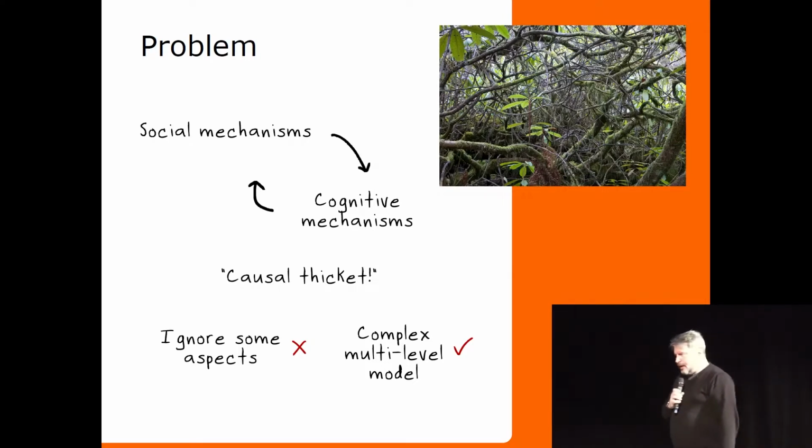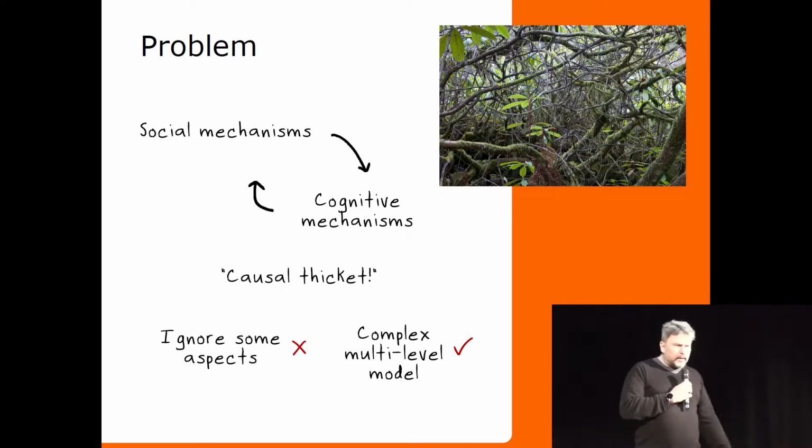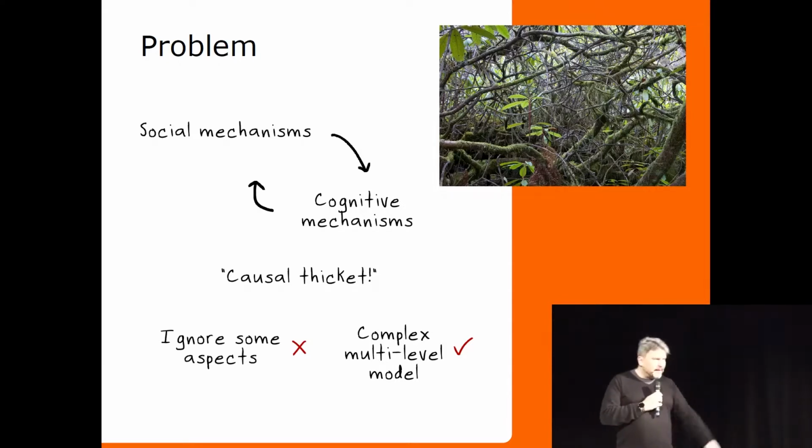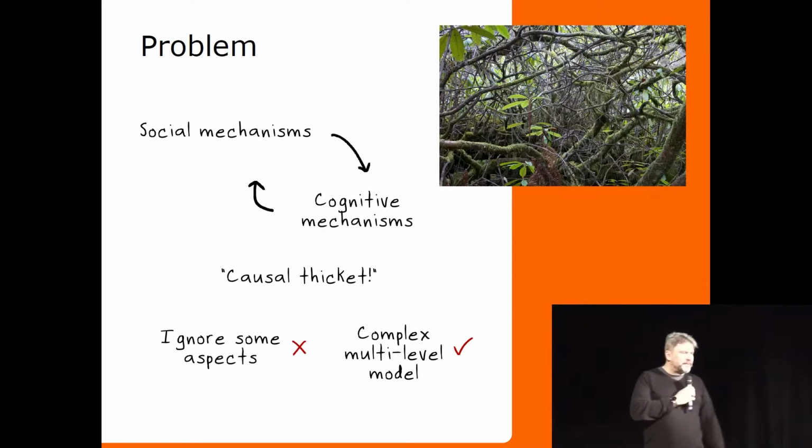Now, historically, this is what's known as a causal thicket, right? You have causal connections going in all kinds of different directions. I think the last talk is also a very good example of a causal thicket and how difficult it is to pull apart all the different streams in that.